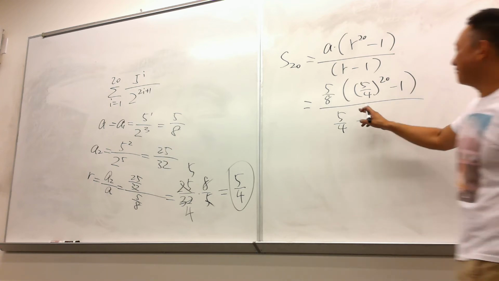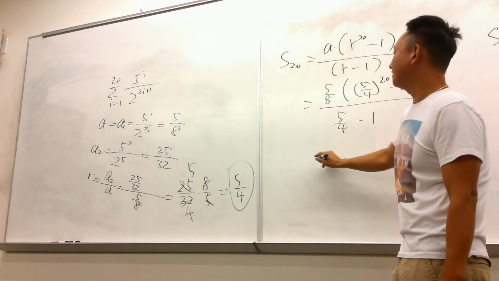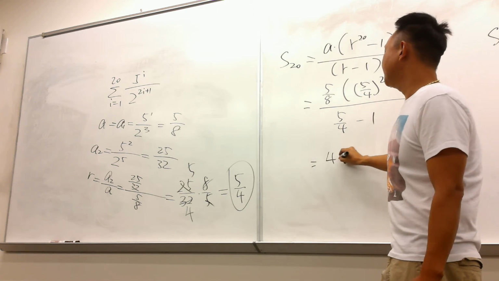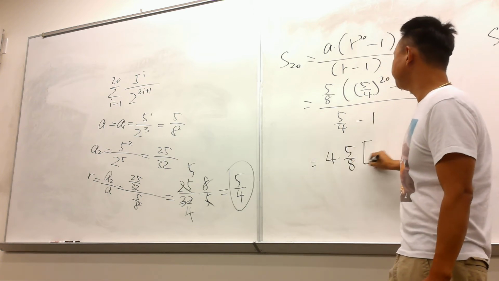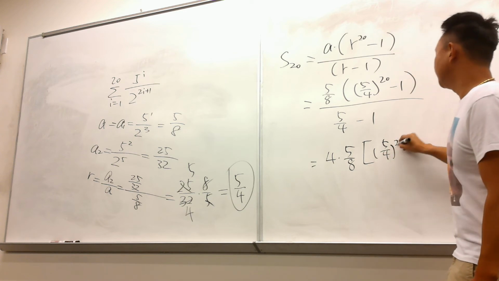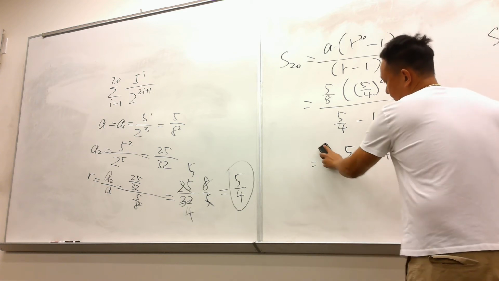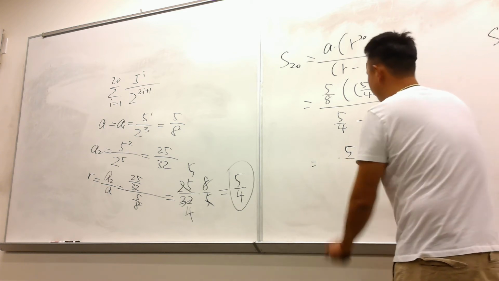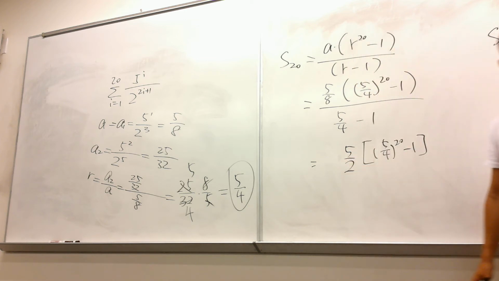Don't test me, alright? 5 over 4 minus 1 gives you 1 over 4, and then multiply the reciprocal, you have 4 times 5 over 8, then 5 over 4 to the 20, then minus 1, and that's your final answer. 4 and 8 can be cancelled, giving you a 2 on the denominator. This is your final answer, okay? Are we cool, guys?